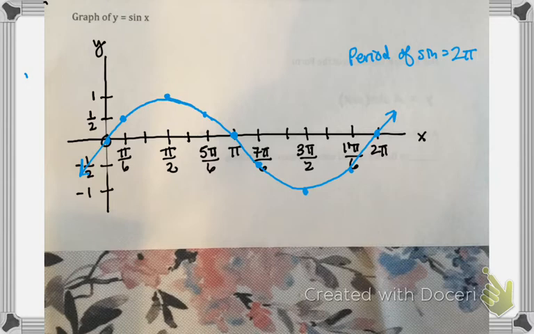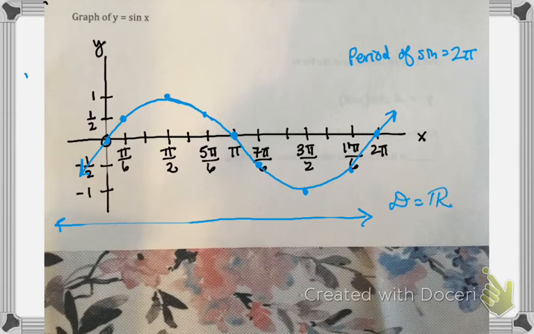Okay, so we got our graph here. Now if we look at it, we can see that the domain is all real numbers, because I'm looking at the width of the graph. How wide is the graph? It goes on and on infinitely. So the domain is going to be all real numbers.